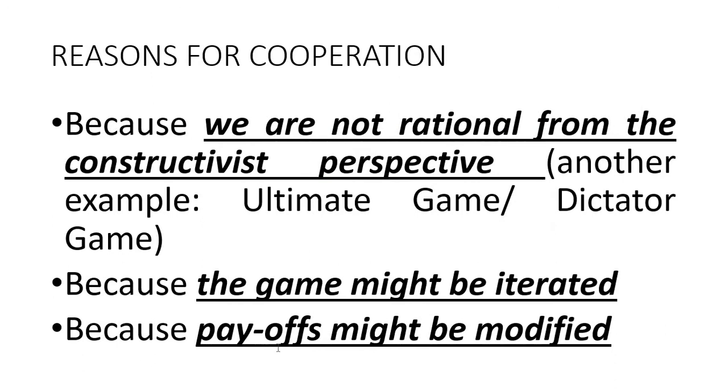Other solutions are iteration of the game. If the game is played several times, then there are higher chances for cooperation. And this is what we are going to discuss in a minute. And payoffs might be modified. Like if we introduce some additional penalties or rewards to this game, then basically the structure of the game will change. We will not deal with prisoner's dilemma anymore, and there is some chance for achieving the cooperative solution, so to ensure that the Pareto efficient outcome coincides with the Nash equilibrium of the game.